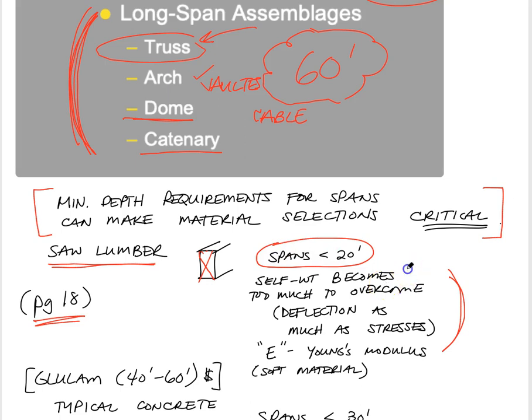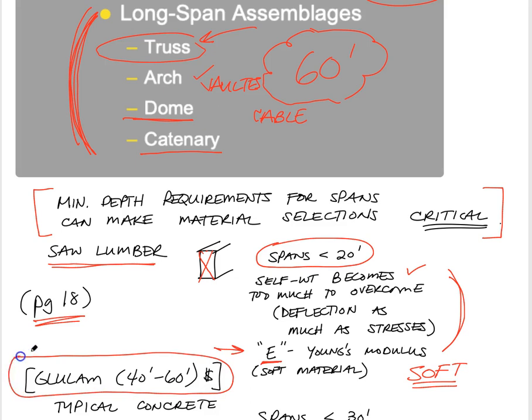So not only does self-weight become an issue, for wood, from a deflection point of view, it also involves Young's modulus, which deals with the stress-strain relationship. Wood is generally a soft material as opposed to steel. Now we can do some things for longer spans. With wood, we can make glulams, which in profile would be many pieces that are all the same, but glued together.